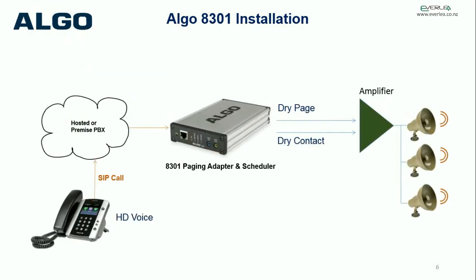So generally the Algo installation will go in between your hosted or premise PBX, have a connect to the Algo 8301 via the LAN cable, and then connect to the amplifier using a dry page port, or even using dry contact relays.